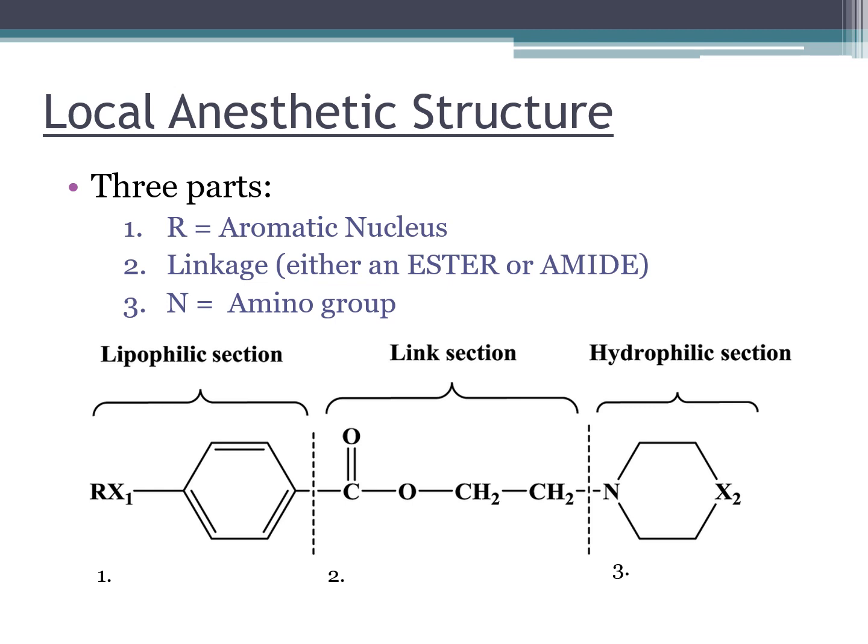This is the local anesthetic structure. There are 3 parts. You can see part 1 is the R, the aromatic nucleus. Part 2 is the linkage, either an ester or an amide. And number 3, the N, is the amino group.